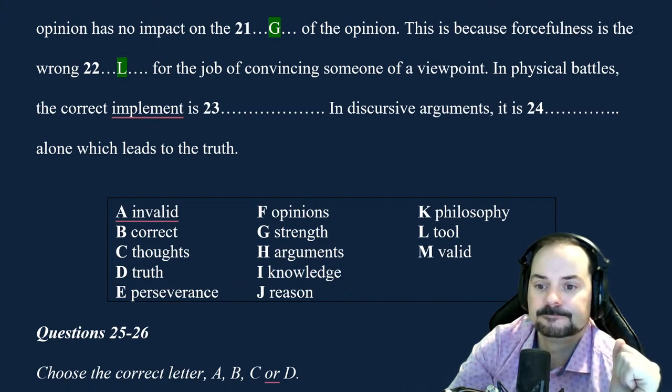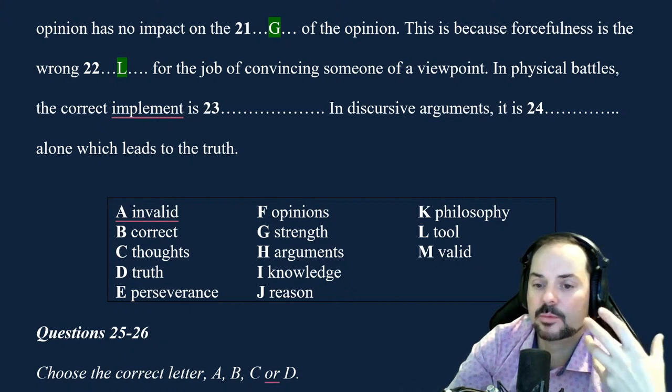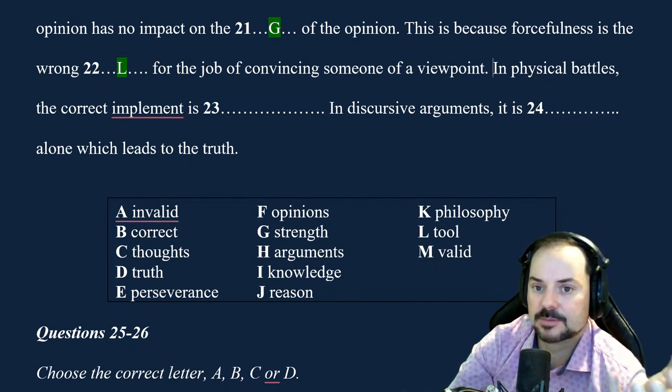It is knowledge alone which leads to a truth. It is opinion alone which leads to a truth, which is a single, right? According to this passage, Alexander, when we're fighting with words, so we have an argument and we're not fighting with our hands, but we're fighting with words. According to this passage, what is the best tool in a fight of words?